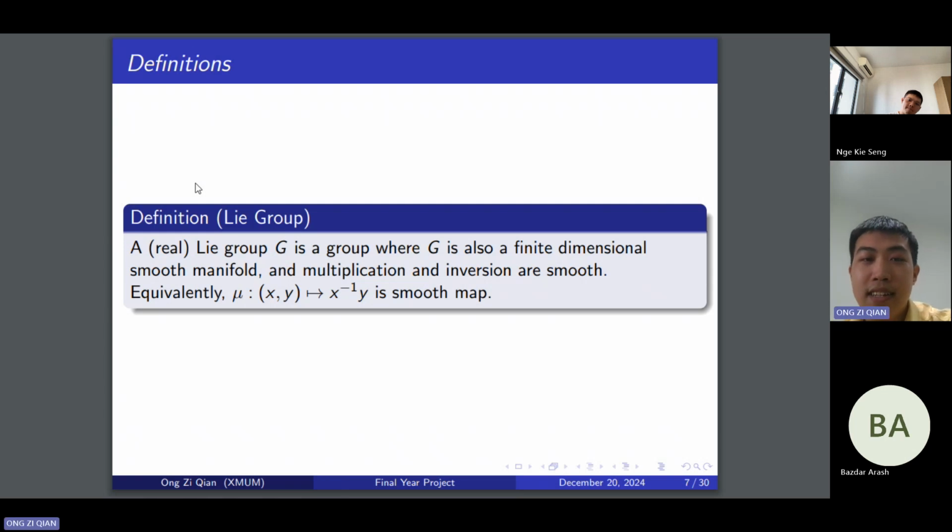Next, a Lie group is a group G which is also a smooth manifold, and the multiplication and inversion inside the group are smooth in the sense of manifolds. Equivalently, the map that maps two points X and Y in G to X inverse multiplied by Y is a smooth map of manifolds.